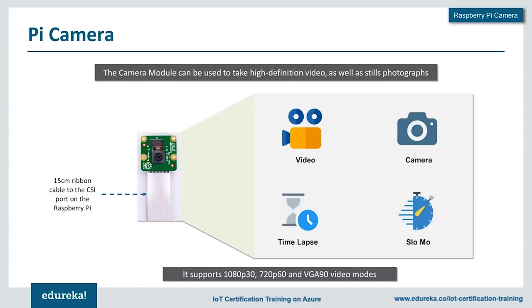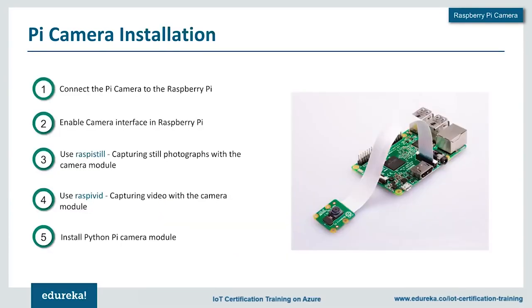Now, you need to be quite careful while you're working with the Pi camera. So let me help you understand how you can set up the Pi camera with your Raspberry Pi. There are 5 different stages to setting up the Pi camera. We'll be looking at each one of them one by one.